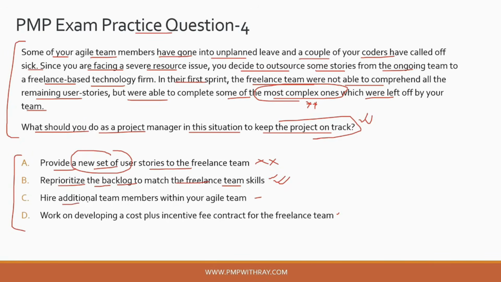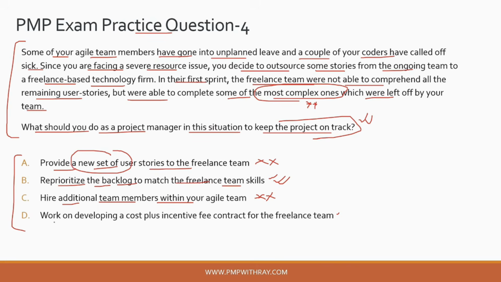Option C, hire additional team members within your agile team. This is random, guys, right? I hope none of you have selected this, because now going into another hiring cycle, HR will be involved, your project sponsor will be involved, it might need additional budget, etc, etc. Okay, not at all a realistic action plan.